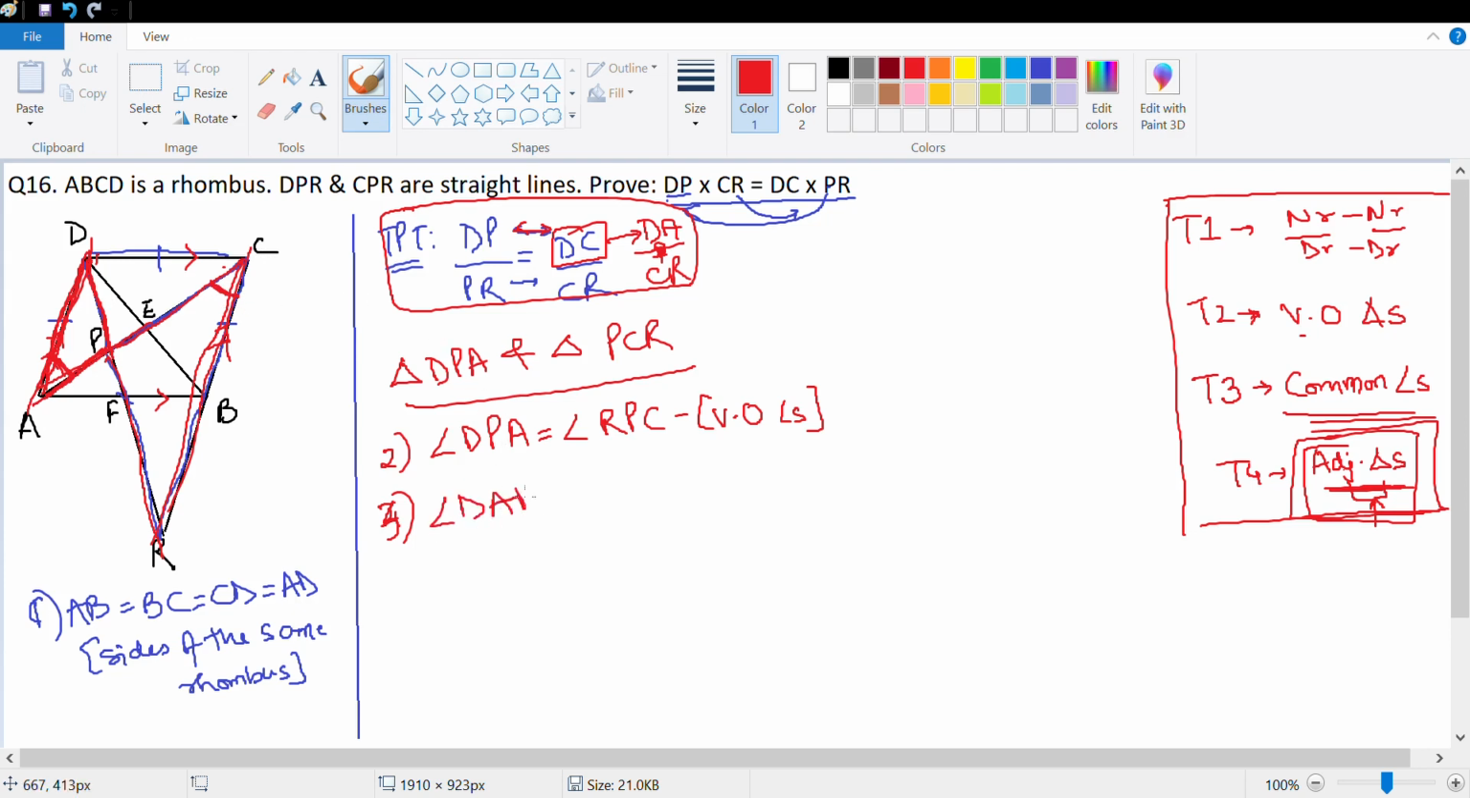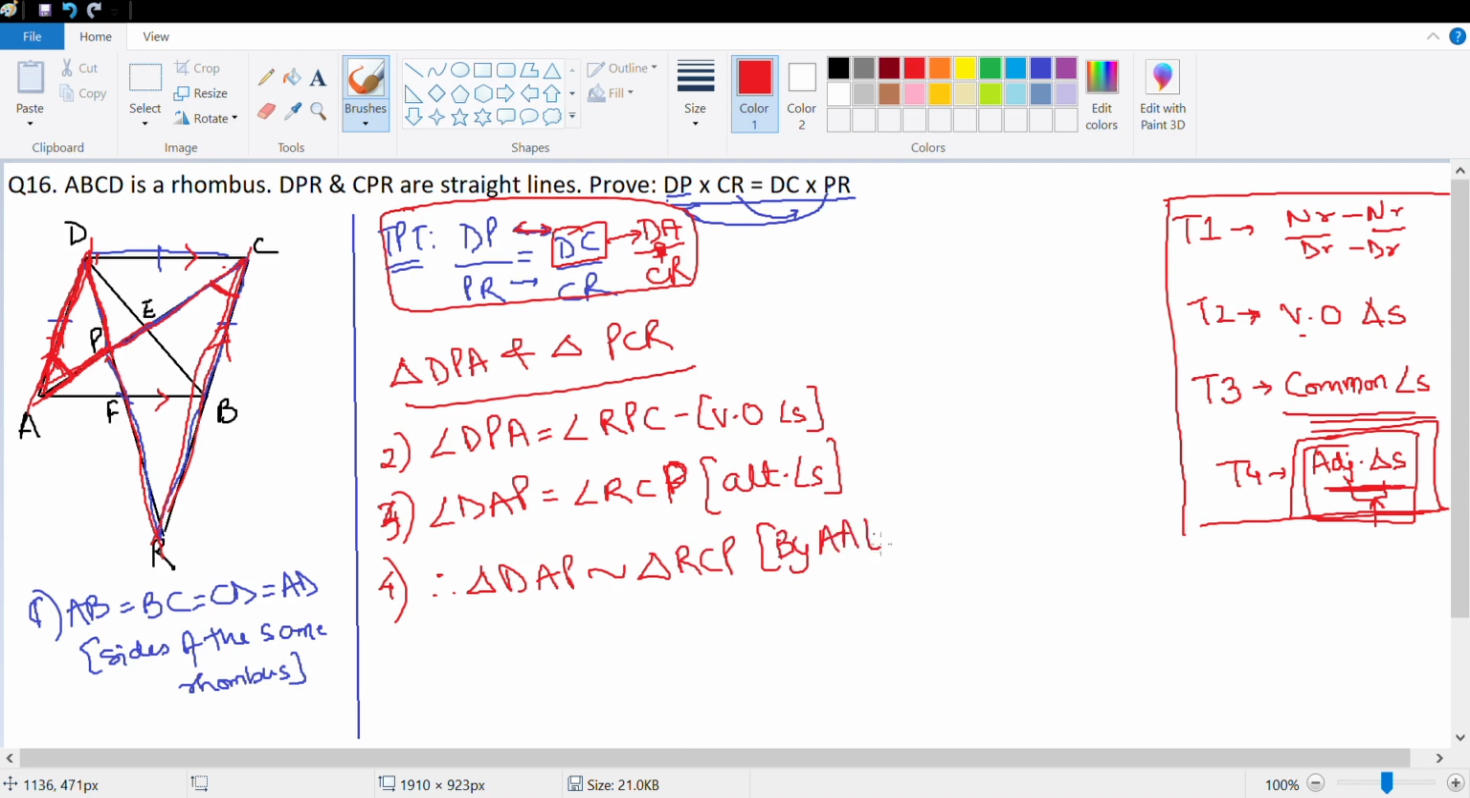Angle DAP is equal to angle RCP. Not F, this is P. This is alternate angles. So that gives me point number 4. Therefore, triangle DAP is similar to triangle RCP by AA test.